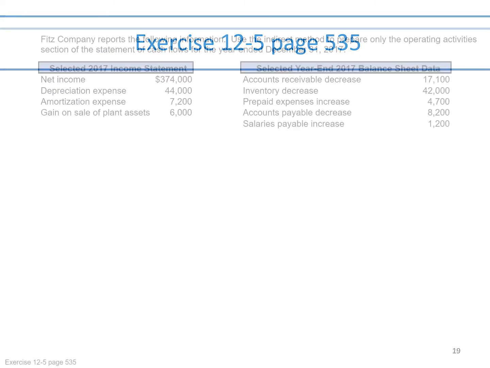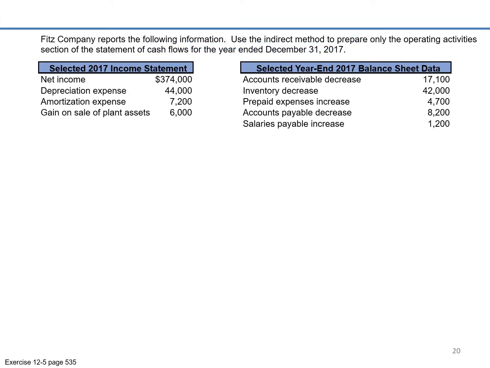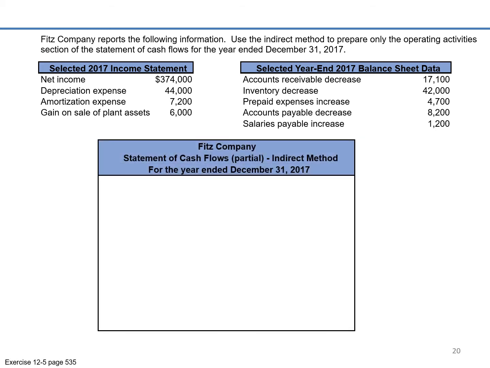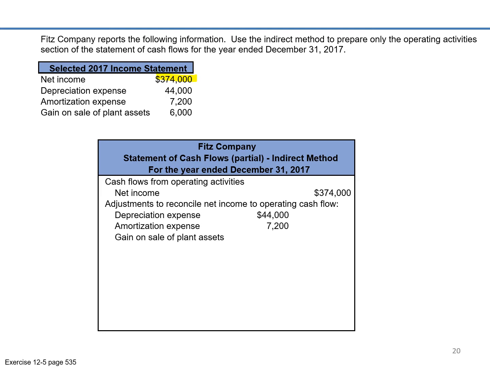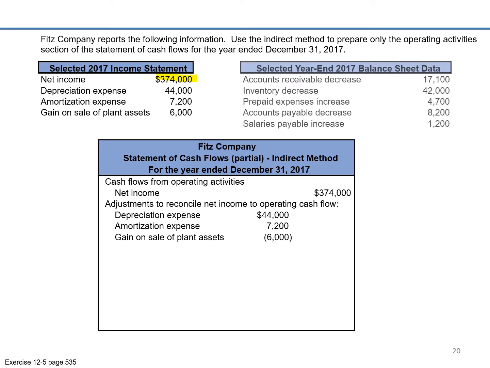Exercise 12.5. So Fitz Company reports the following information. Use the indirect method to prepare only the operating section of the cash flow statement for December 31st, 2017. All right, so we start with net income. They give us that information. It's $374. They also give us the non-cash activity accounts, depreciation and amortization. We're going to add those back. Then gain on sale of plant assets. Well, that gain was added in order to get to net income. We want to undo the effect of it, so we subtract.